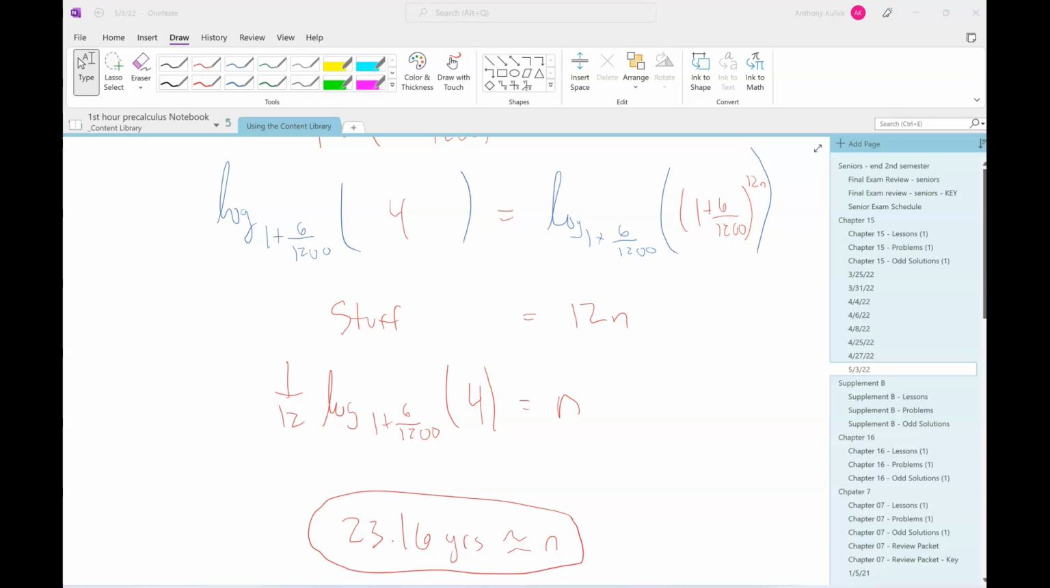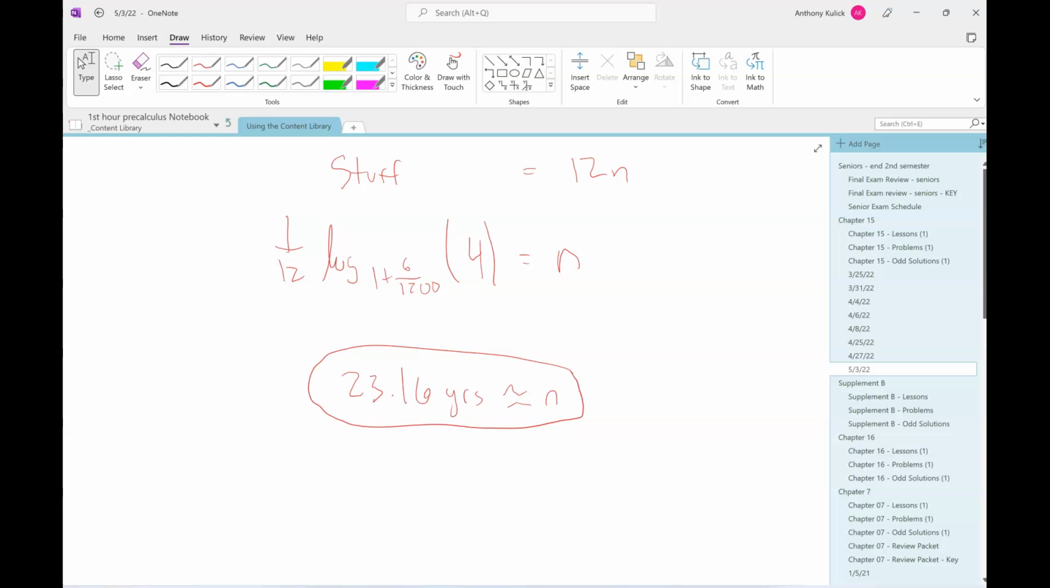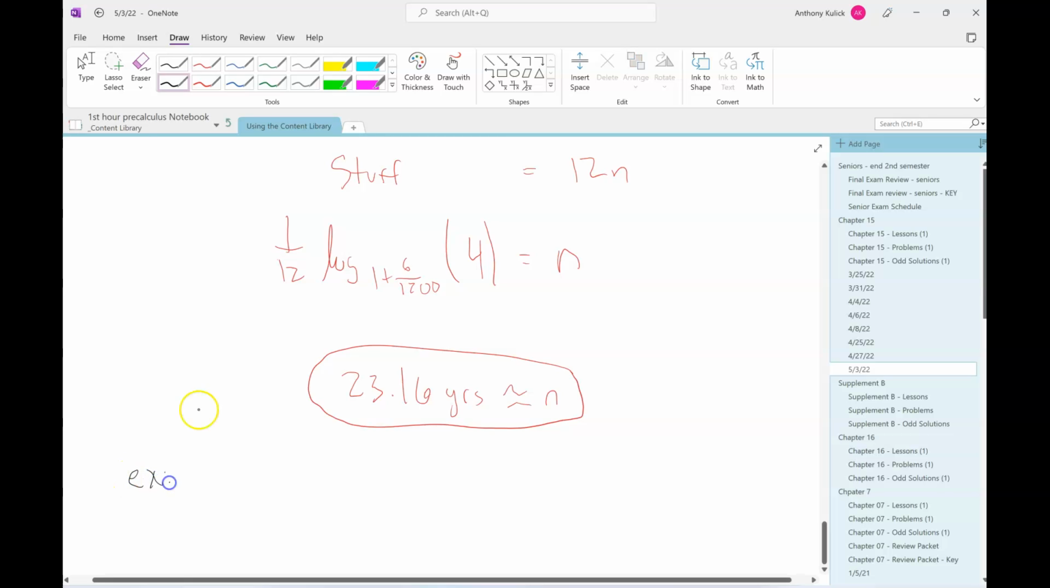Everybody okay with that? And really any problem where we're asking to solve for the time, like the how long problem, basically those are the steps, right? It doesn't matter what the other conditions are. Some of the numbers will change, but the steps would all be the same for that kind of problem.